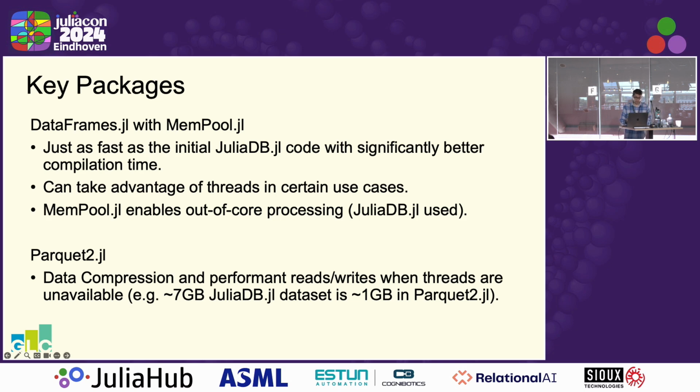And so the data compression and performant reads and writes were what we needed, but we had to limit it generally to using one thread at a time. So instead of using CSV.jl, we were able to use Parquet, and that was faster generally than CSV reads and writes. So a JuliaDB dataset, which is like a serialized Julia file, was about 7 gigabytes, while the Parquet file is about 1 gigabyte.